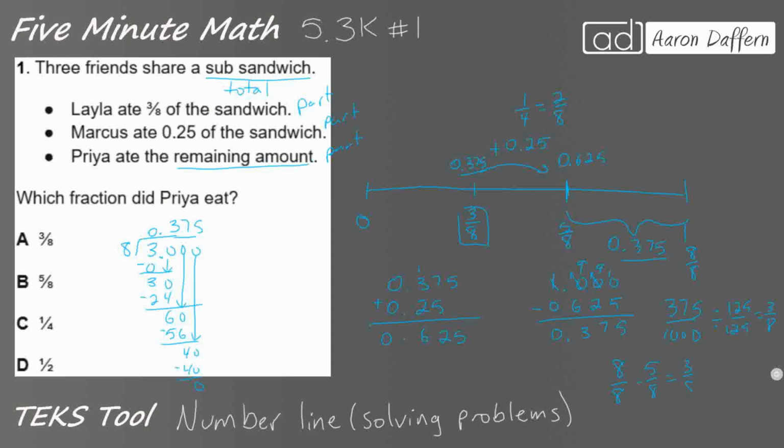So you could do it by changing into decimals. You can do it by changing into fractions. Either way, you have to bring it back into a fraction, and our answer here is going to be A, 3/8.